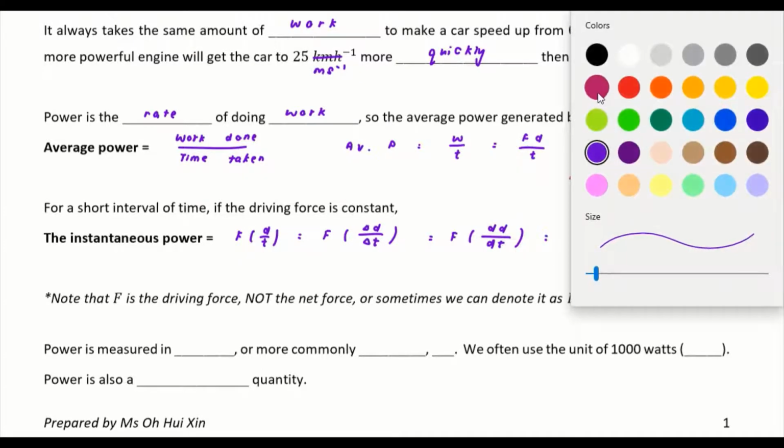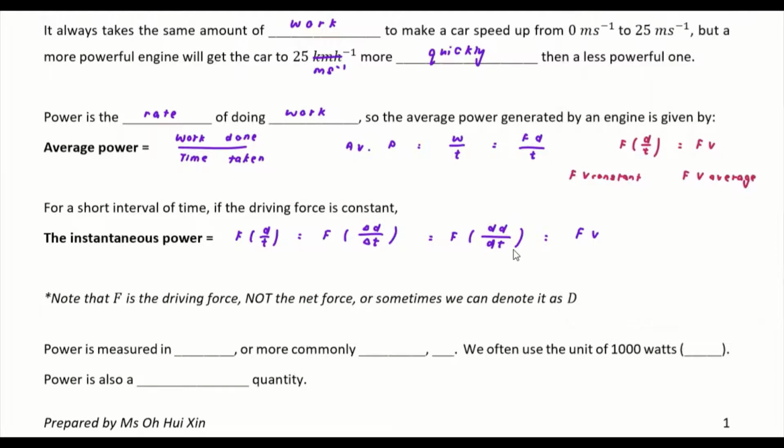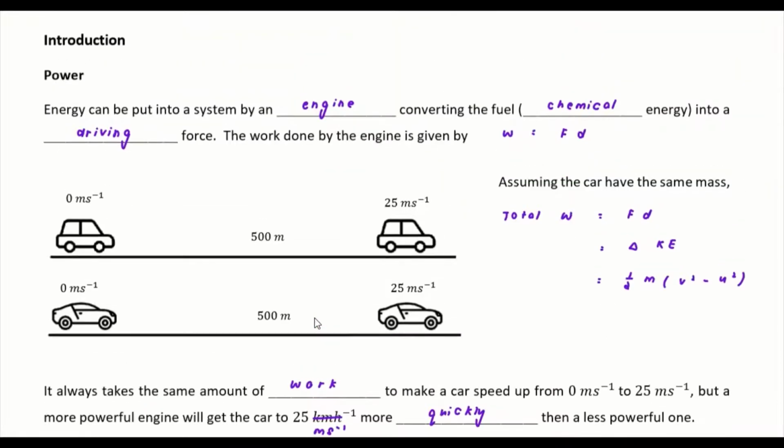Something important to note is that you must make sure that the F we are discussing here is the driving force, not the net force. Do not be confused later when we combine the questions together and you need to solve using Newton's second law of motion, where you will use F equals ma as well. The F there and the F here are different. The F here is the driving force: what is the work done by the engine? It's the driving force multiplied by the distance. It is not the net force.